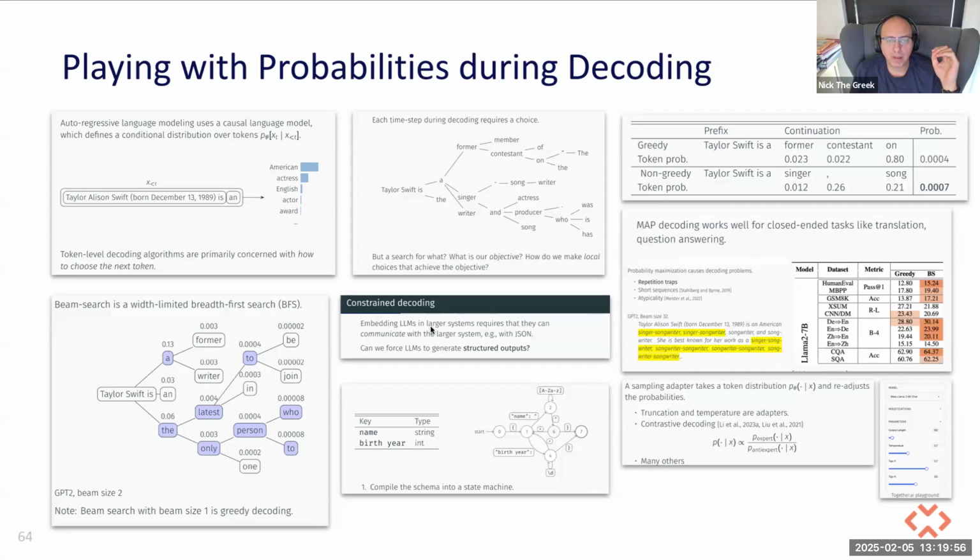Now, in general, you might have cases where your decoding is constrained. Embedding LLMs in larger systems requires that they can communicate with the larger system, for example, with JSON. So how do we force LLMs to generate JSON? We take the JSON grammar and build the automaton, and you apply this constraint by tweaking the probabilities when you decode.